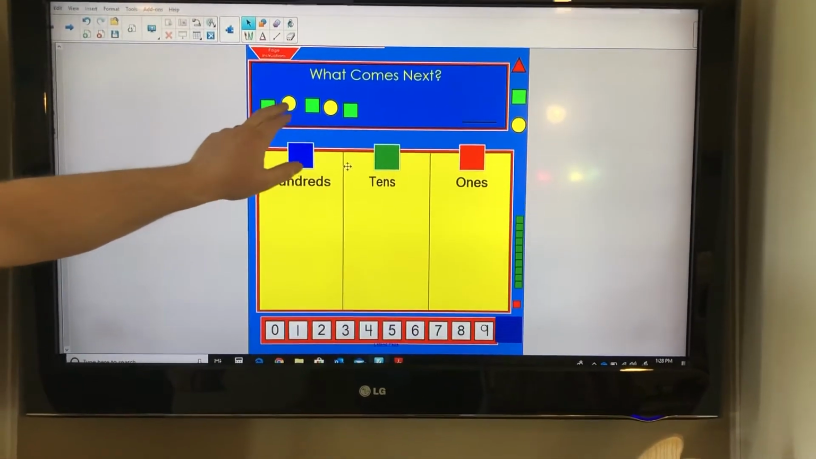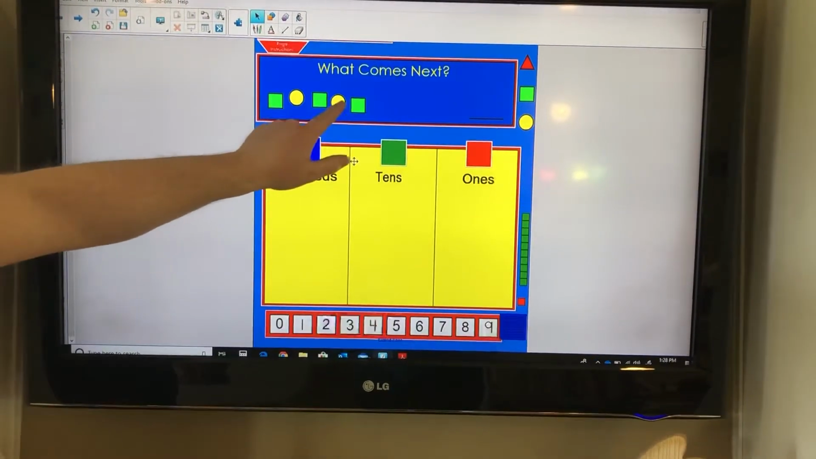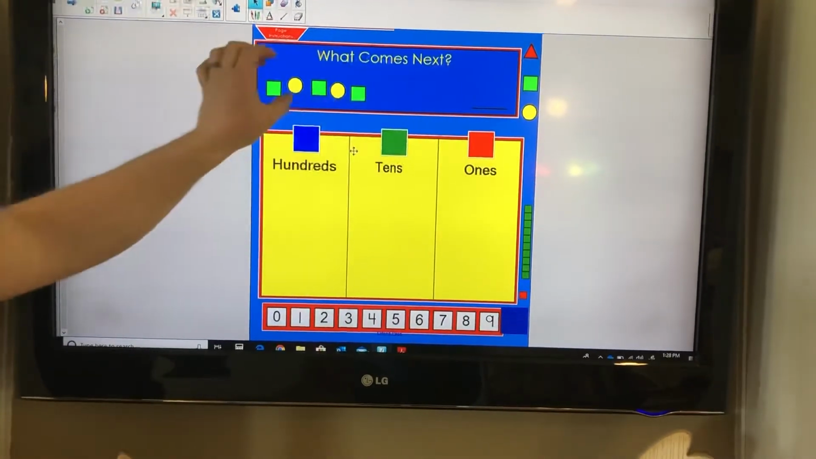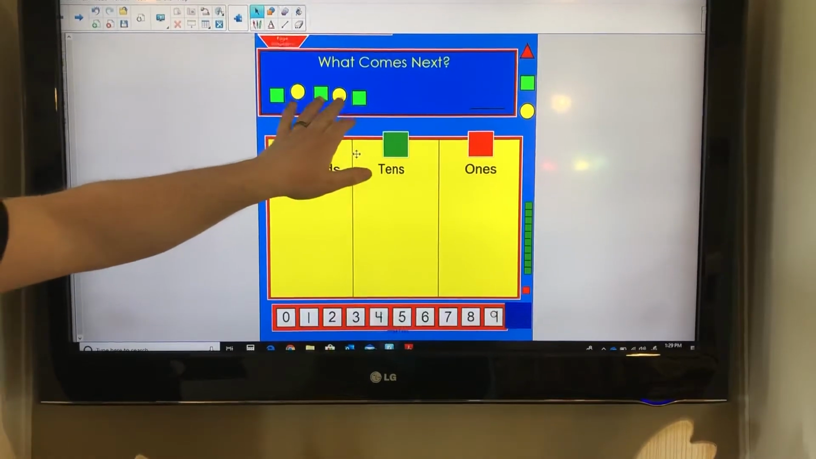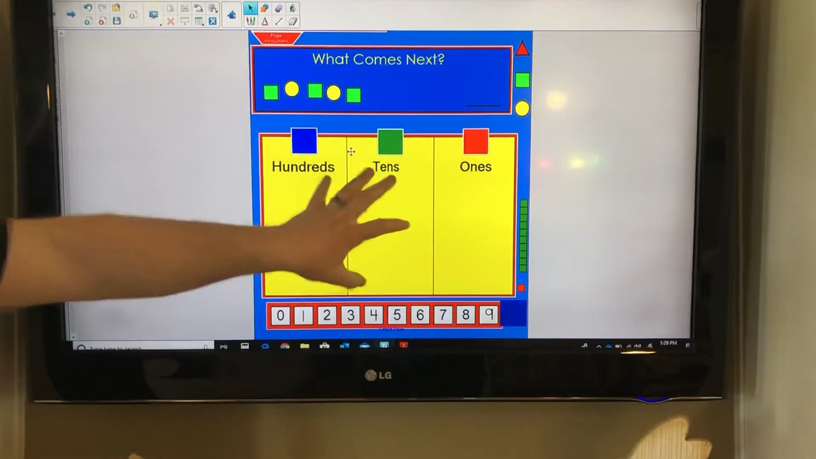This is an A-B pattern. So you got A-B, A-B, A-B. So look for the pattern when you're looking at these that has the things repeating. So you got a square, circle, square, circle, square, circle. And now we'll look at place value for just a minute.